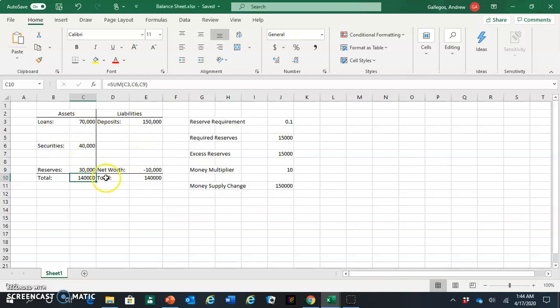So you can play around with this, change the numbers, and see how the excess reserve amount is going to change, which will grow or contract the money supply accordingly. And that's how bond buying works, to not only increase or decrease the money supply, but increase or decrease the interest rate.